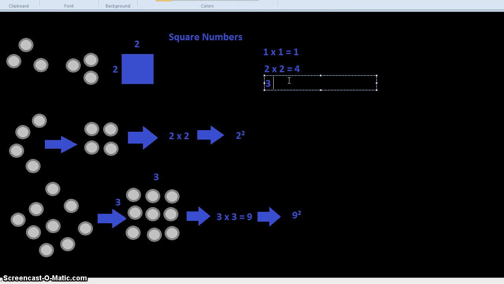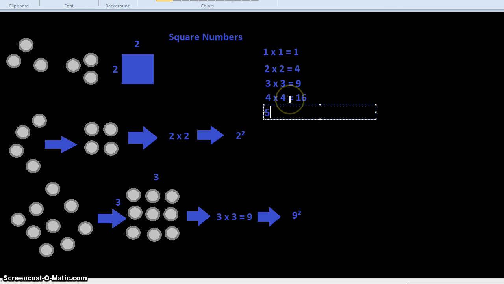Let's try some more. 3 times 3, we've already found out that's a square, which is 9. So 9 is a square number. 4 times 4, that you may know is 16. So 16 is a square number. And then just one more, 5 times 5. Again, always it's the same number multiplied by itself. So 10 times 10, a million times a million, the same number. The reason, because you need equal length sides to form a square, and that will equal 25. So 25 is another square number.